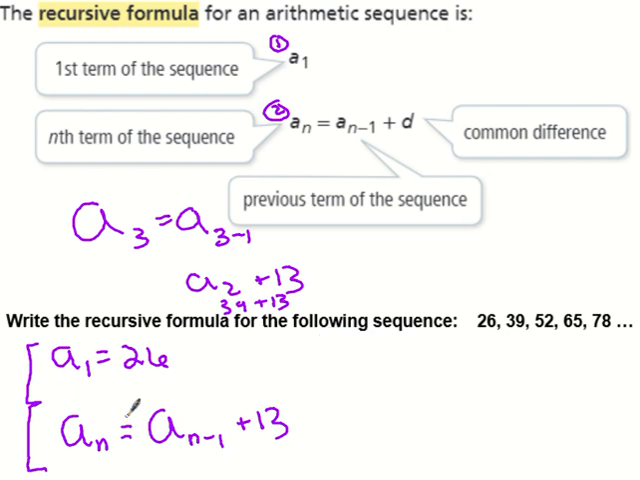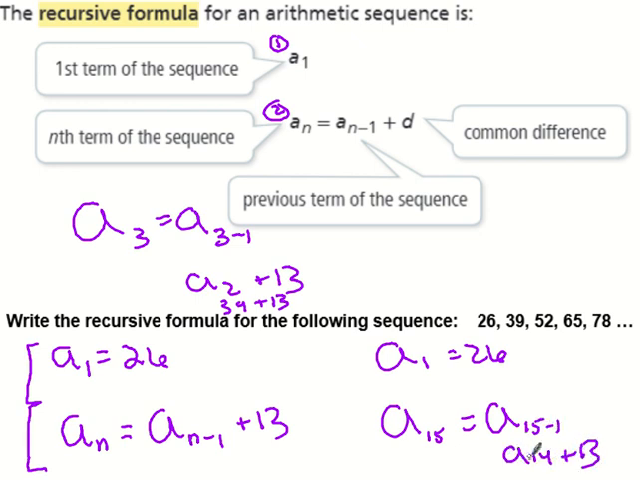So in order for this recursive formula to work, you have to know what the previous number is. This nth term is just a standard formula that I can plug in for anything. If I wanted to know what the 15th term was, I know I started at 26, so I have to figure out what the 14th term equals, and then add 13 to it. If I don't know the 14th term, I have to figure it out. That's one of the downfalls of recursive formulas. I actually have to do some work to figure out the 14th term, so I might have to start doing some math to get there. But this is how we write it out.